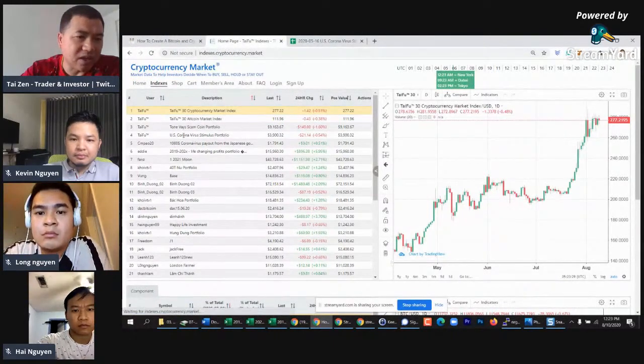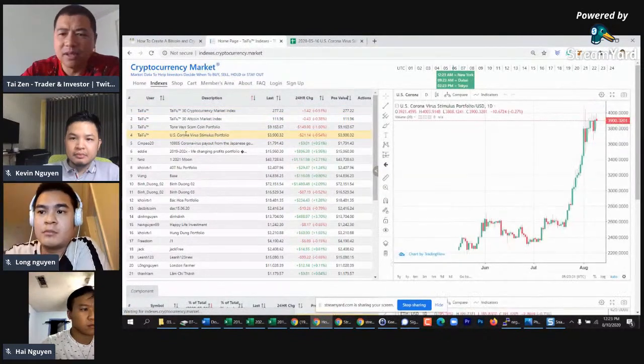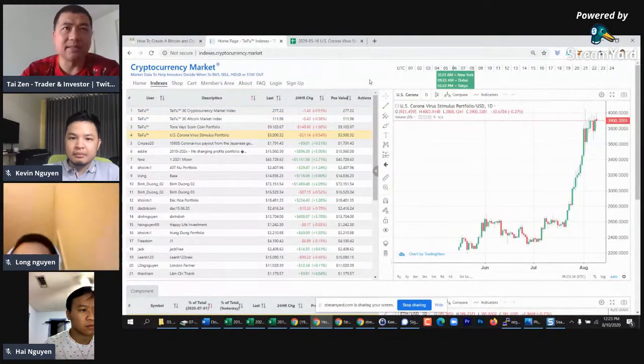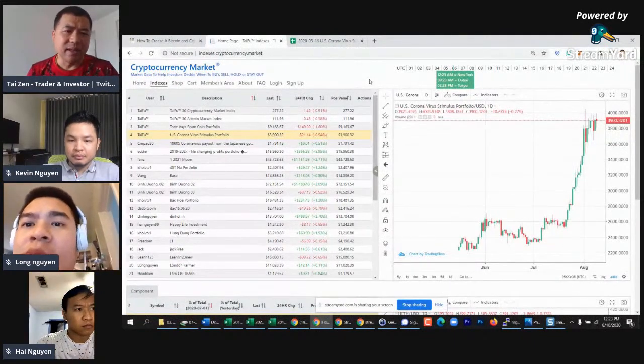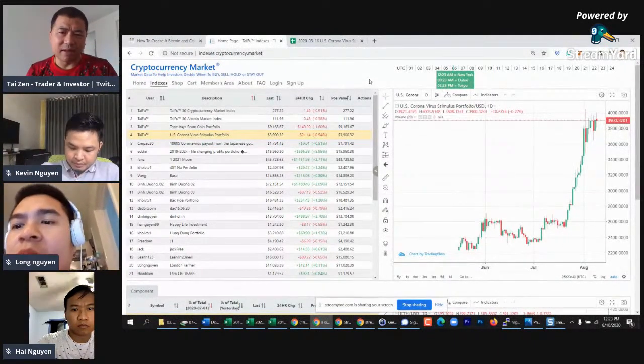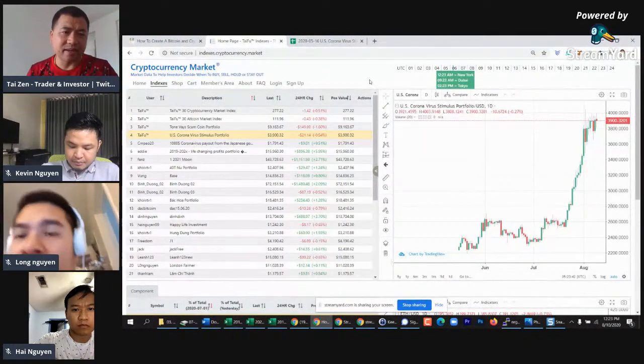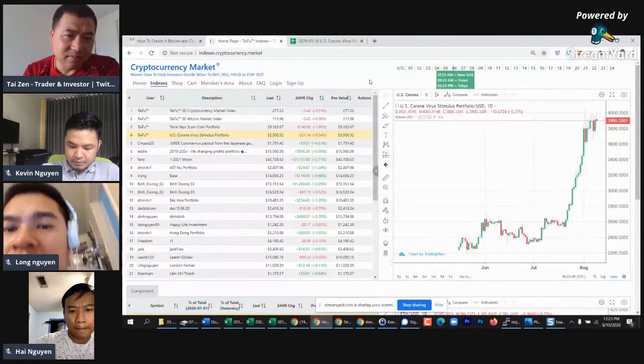Here's the U.S. coronavirus stimulus portfolio, and I just want to start by saying that I'm not a licensed financial advisor in any country. I'm not a financial professional or anything.